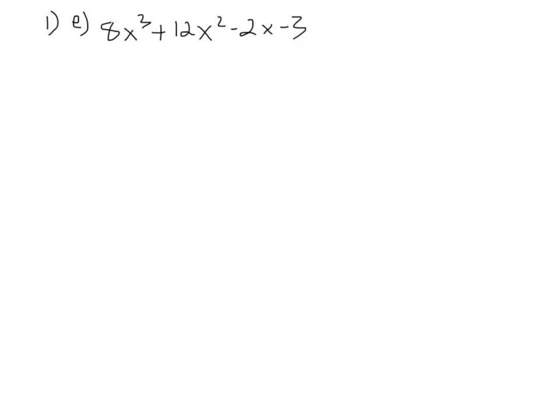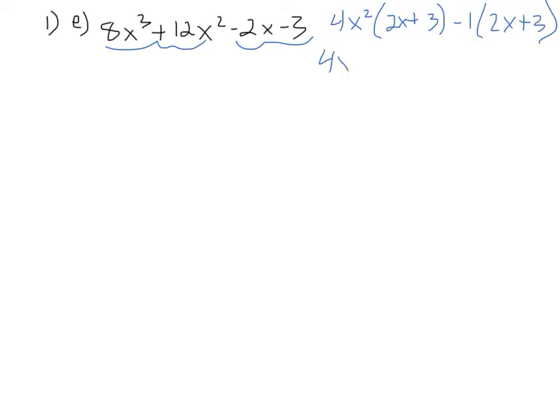So like the previous one, I'm going to factor this by grouping. I'm going to group the first two terms and the second two terms together. The first two terms in common, I can get out a 4x squared. I'm left with 2x plus 3. In the second one, if I factor out a negative 1, I'm left with 2x plus 3.